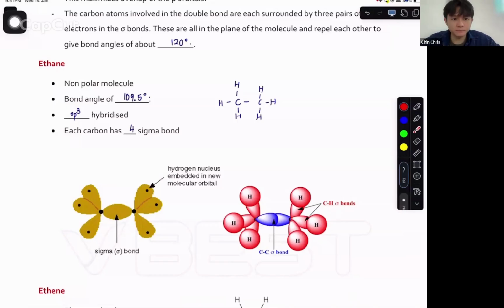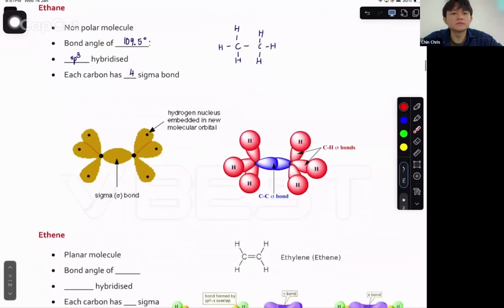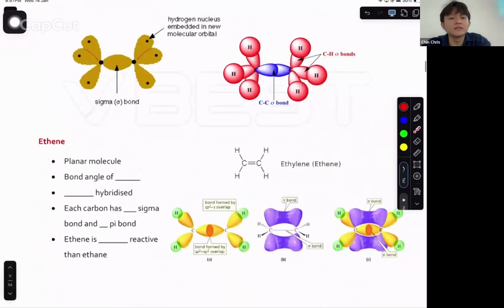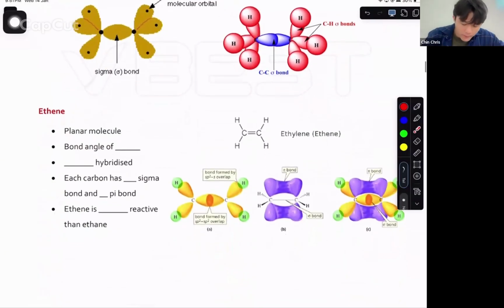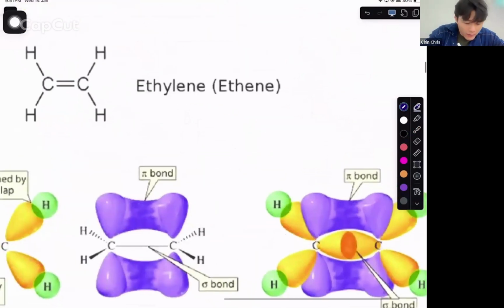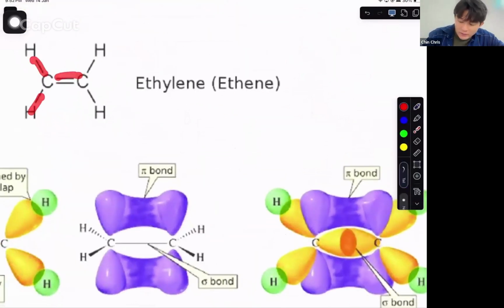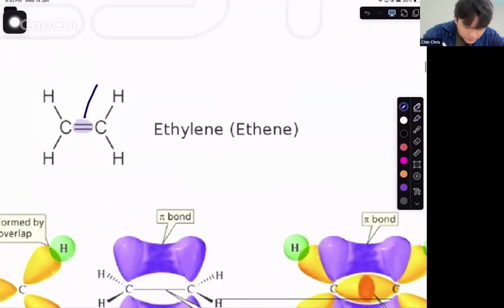Okay, guys, next. What about ethene? Look at ethene. Please tell me now. What's your answer? So for ethene, planar structure, bond angle of 120, correct or not? Hybridized sp2. Each carbon has 3 sigma 1 pi. What is your 3 sigma 1 pi? 1, 2, 3 sigma. So always remember in the double bond, it's 1 sigma and 1 pi.